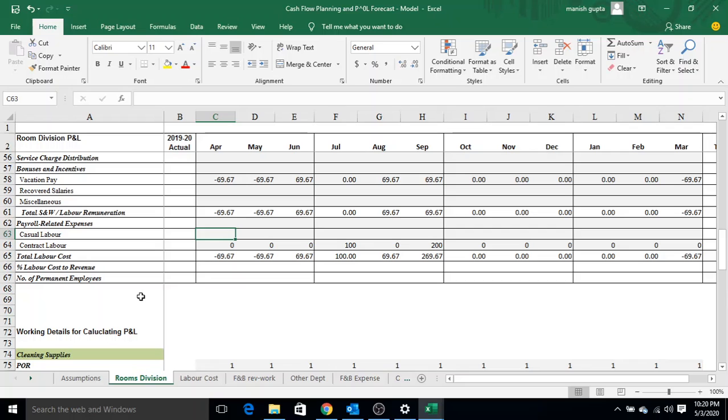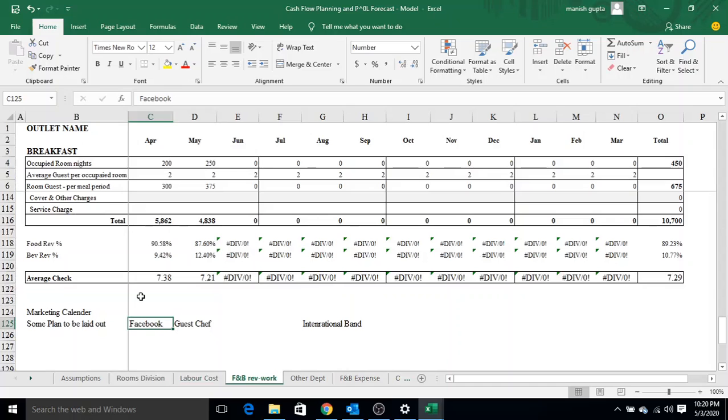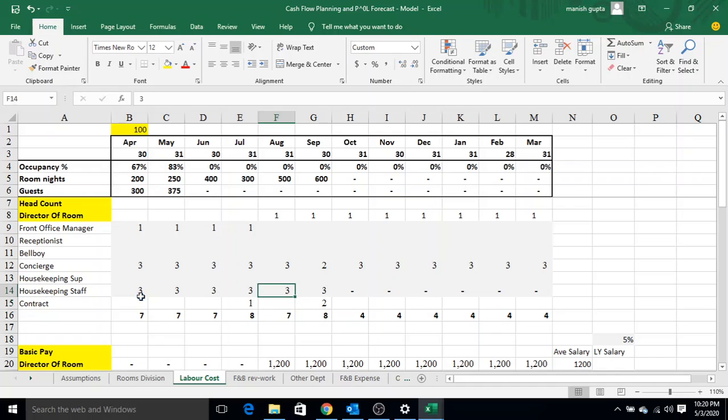All the other departments you can do in a similar way, but you need to keep in mind the production and also the productivity of the employees, based on the number of room nights or guests that are going to be served. This is for the rooms department. For the F&B department, instead of room nights, you will be using the number of guests which are served.